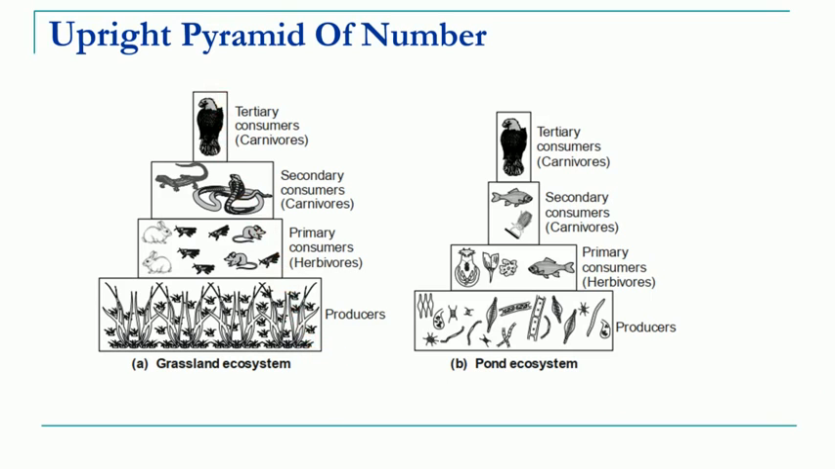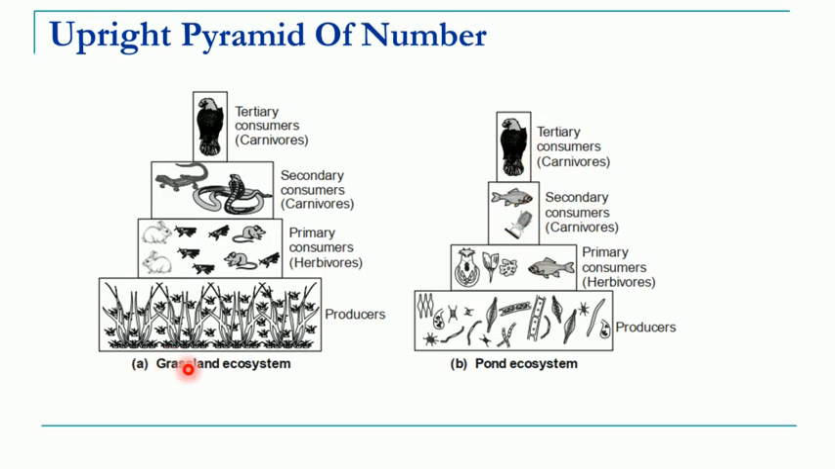Similarly, if we see a pond ecosystem, there are many producers in the form of phytoplanktons. Now these phytoplanktons and algae are eaten by the primary consumers or the herbivores. So these can be zooplanktons or smaller fishes. These primary consumers are eaten by the secondary consumers, which can be in the form of larger fishes or other echinoderms, and these secondary consumers are eaten by the top consumers.